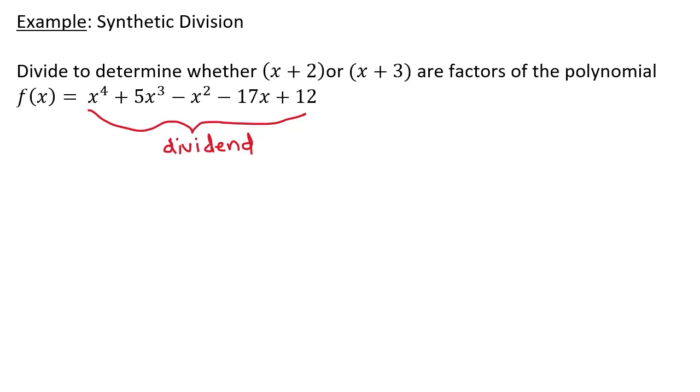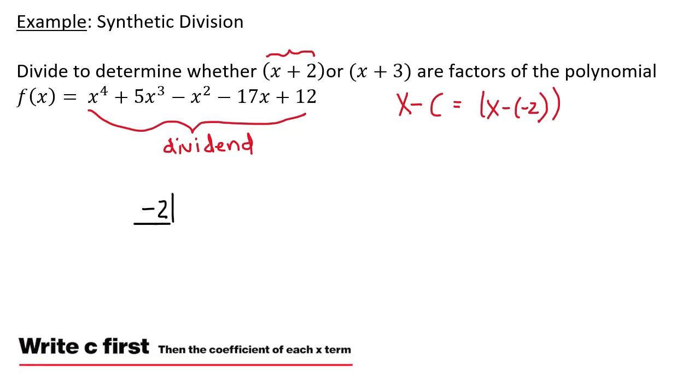We're going to do the same problem. We have the dividend, or f of x equals x to the power 4 plus 5x cubed minus x squared minus 17x plus 12. And in the first instance, we're going to use x plus 2. So we want to determine, is x plus 2 a factor? And we know that we have to get this in the format of x minus c. So that means x minus negative 2. So here's how we do synthetic division. I've got negative 2 here, that is the c value.